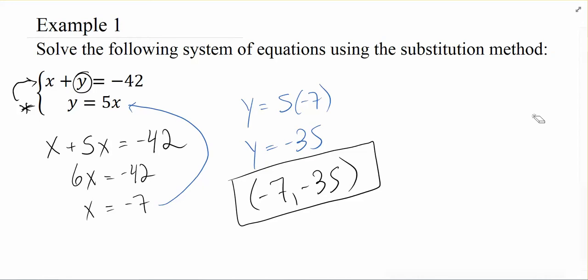Now with that said, it's going to be easier to plug it into your substitution equation, the one that was already solved for y, because I didn't have to do any algebra. I just had to do arithmetic. It's pretty easy.